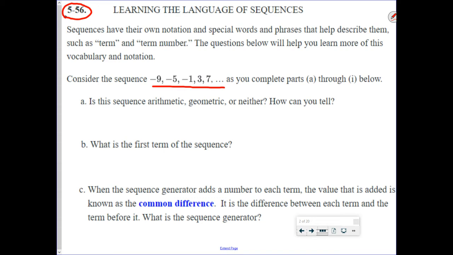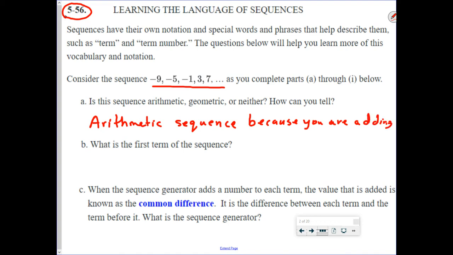If you analyze it carefully, it is an arithmetic sequence because you are adding, I'm going to run out of room, a constant amount. Now, please tell me you wrote some type of complete sentence there, okay? It is an arithmetic sequence because you are adding a constant amount.